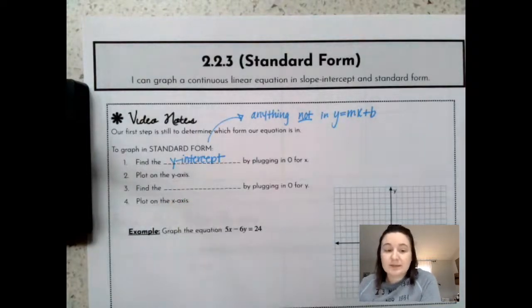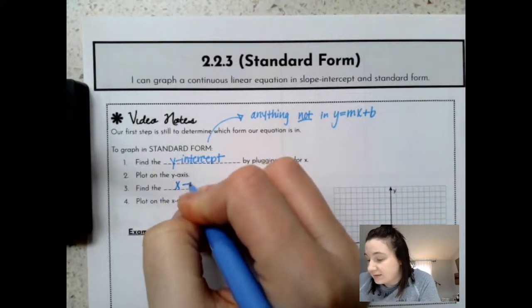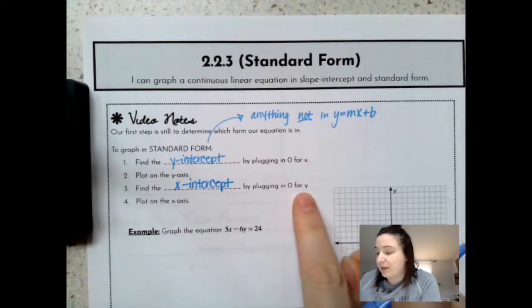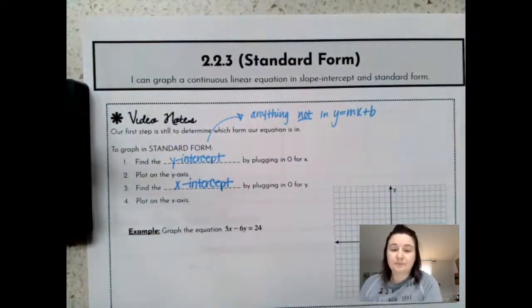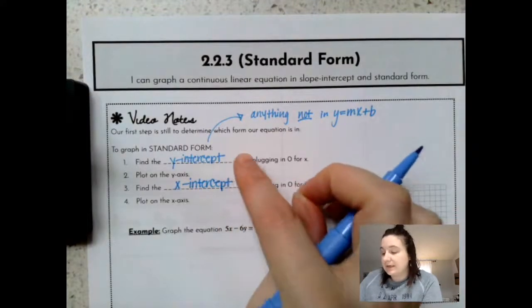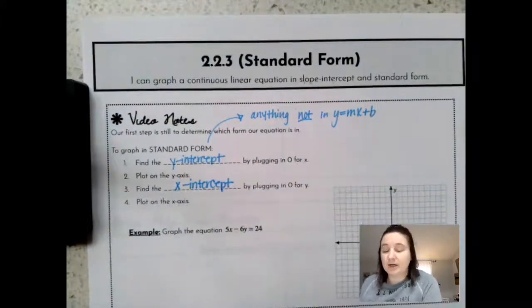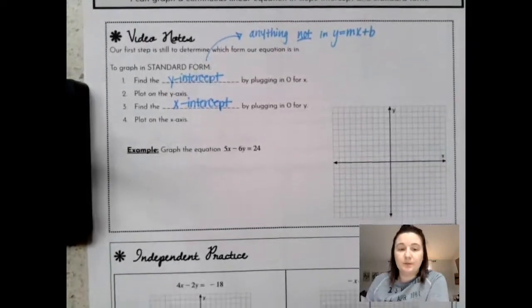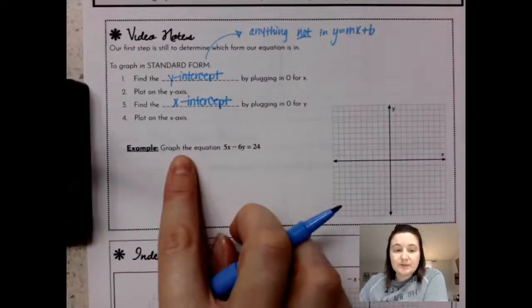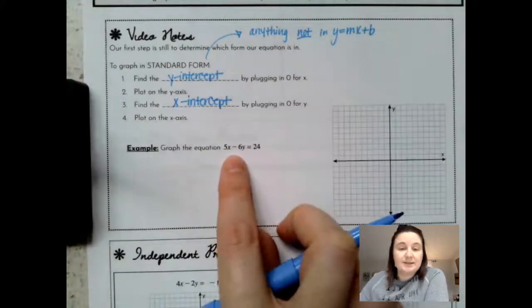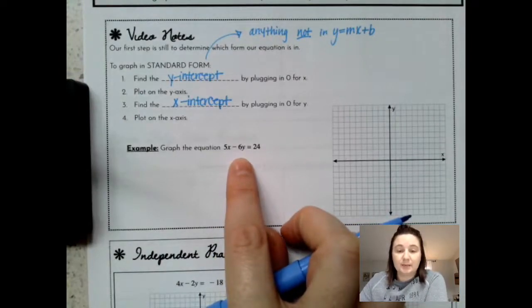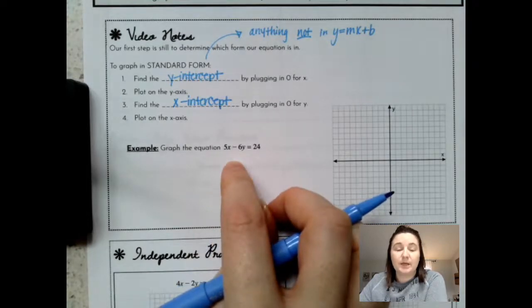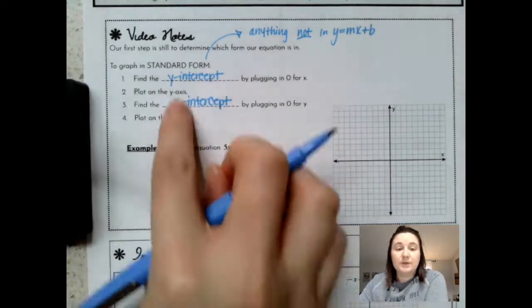And then we're going to do the exact same thing, but we're going to find the x-intercept this time by plugging in 0 for y. And you can do these in either order, it doesn't really matter. And I'll show you what that looks like below. So this says to graph this equation, and you can see this is not set up like y equals mx plus b. So this is when we're not going to be able to do the begin with b and move with m. We have to do this method.